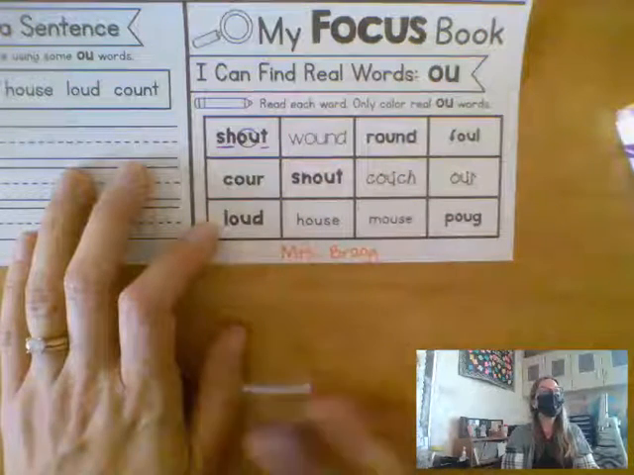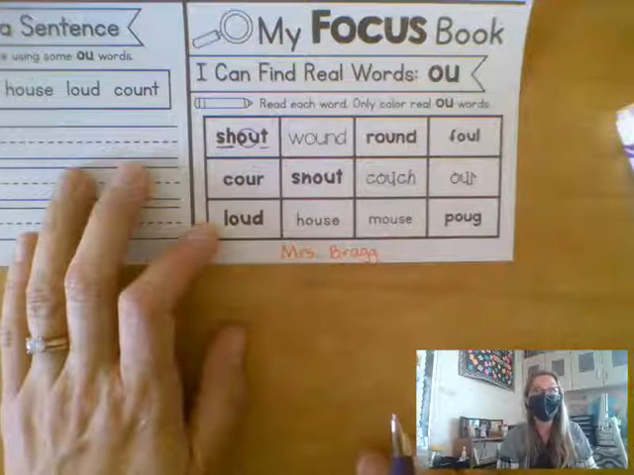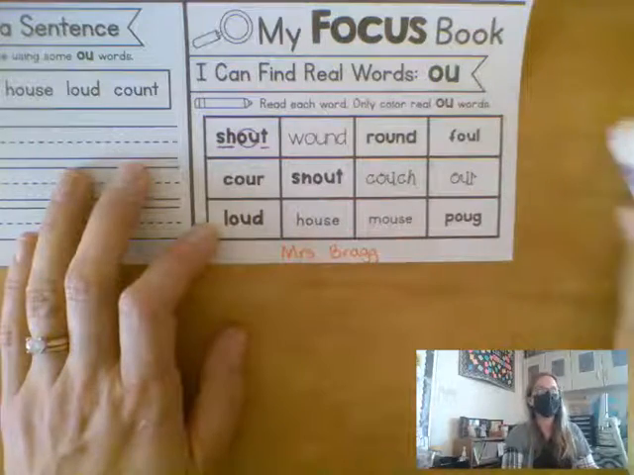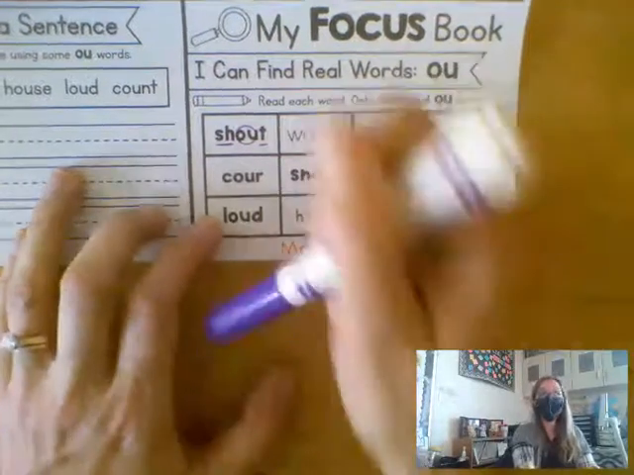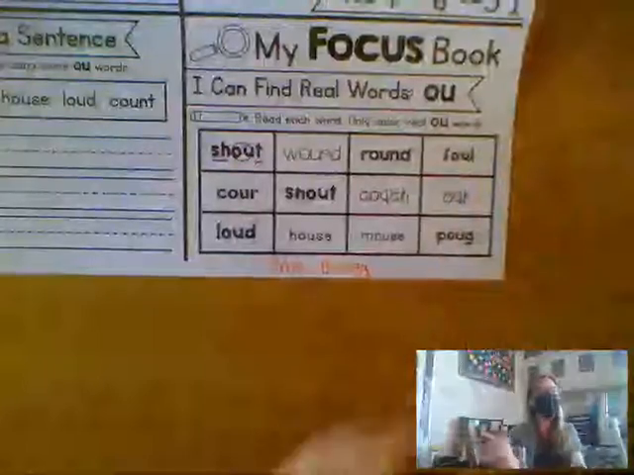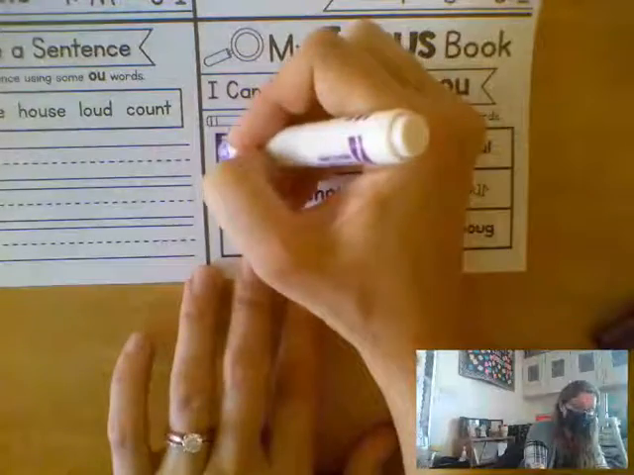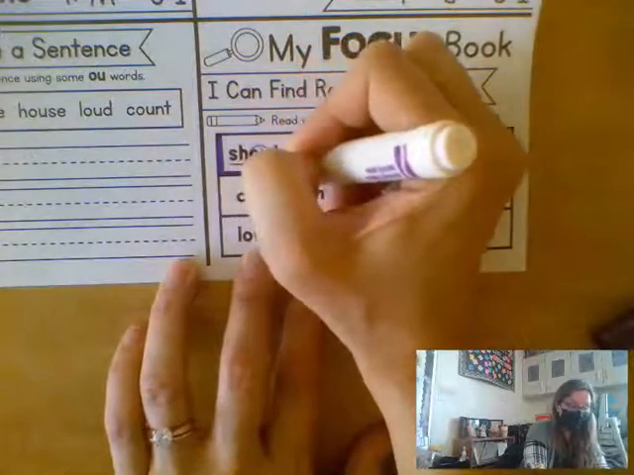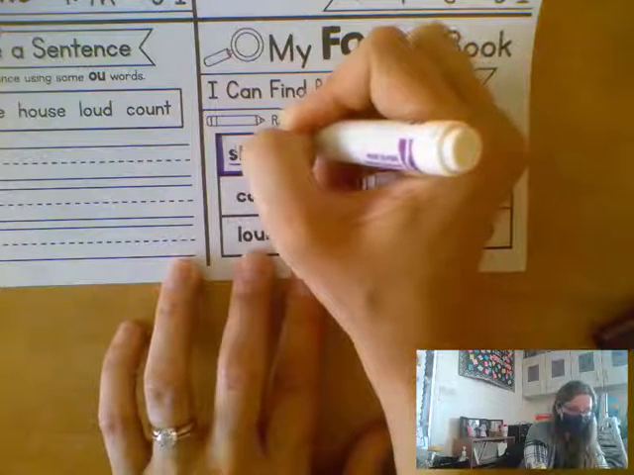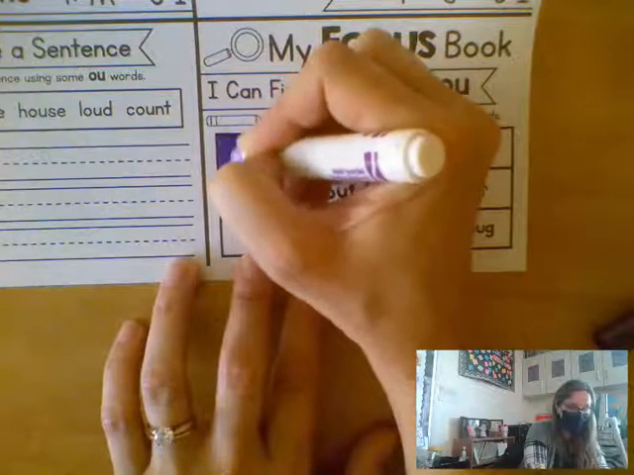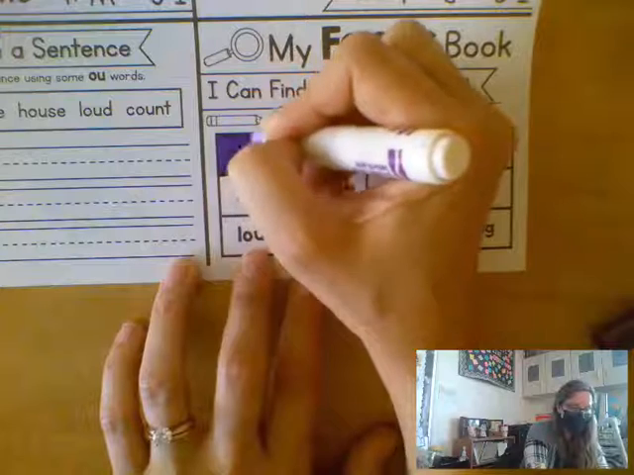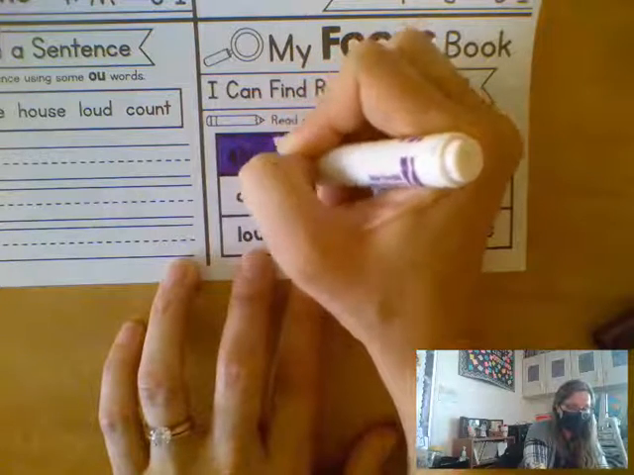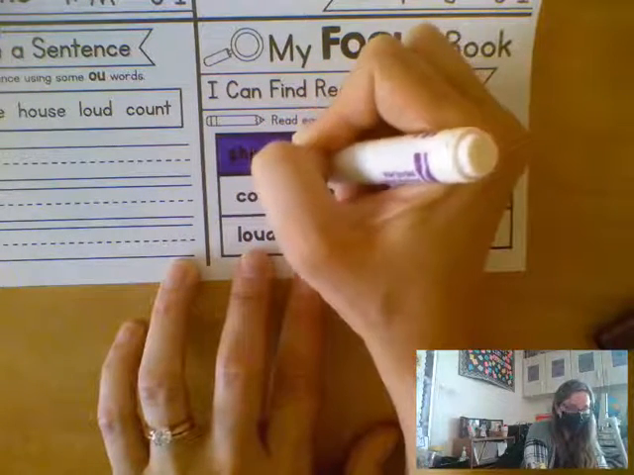Shout. Now, is shout a real word? Yes. Something I don't like to do, but shout is like when we yell. So I am going to color this first word, shout, because that is a real ow word, okay? And now we'll go down to the next box, okay?